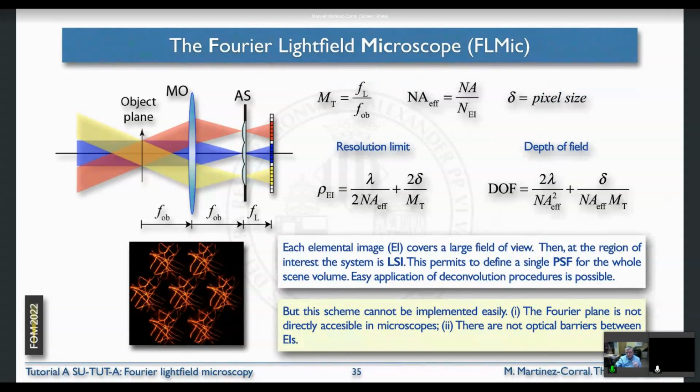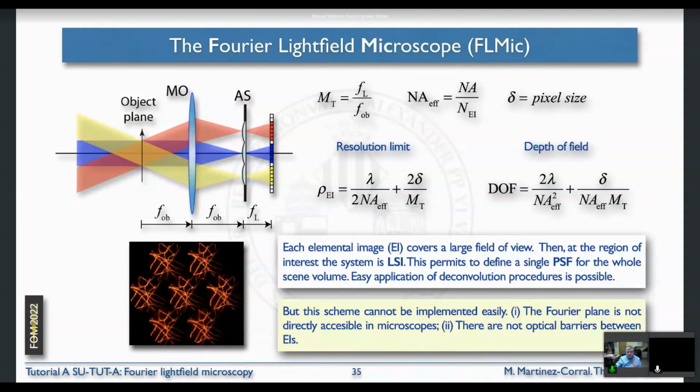This is the same, and more numbers. Resolution limit. We can apply the same equations we applied for the conventional microscope to calculate the resolution limit of captured elemental images and the depth of field. But let me tell you that in fact, this is a scheme. This is not the real way we implement the Fourier Lightfield microscope.